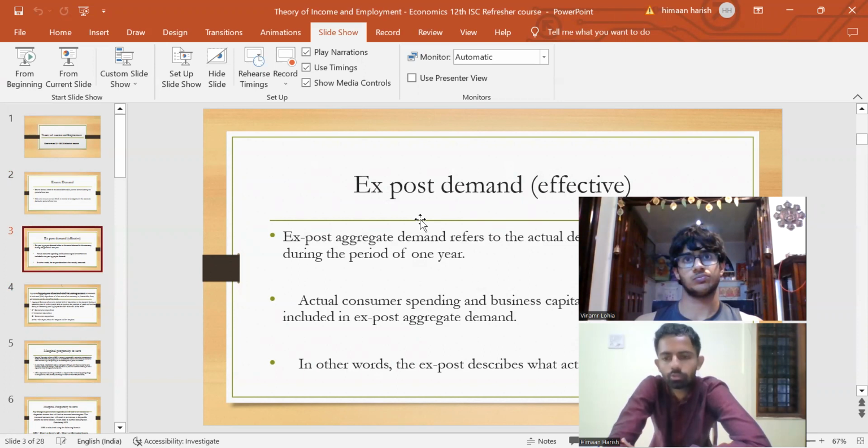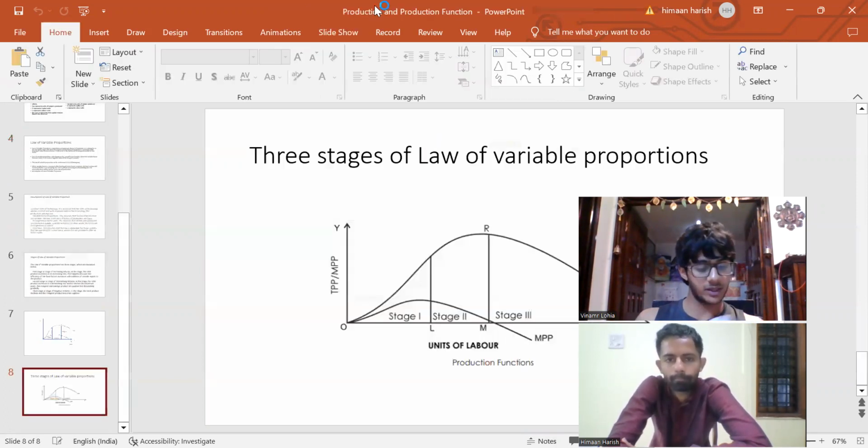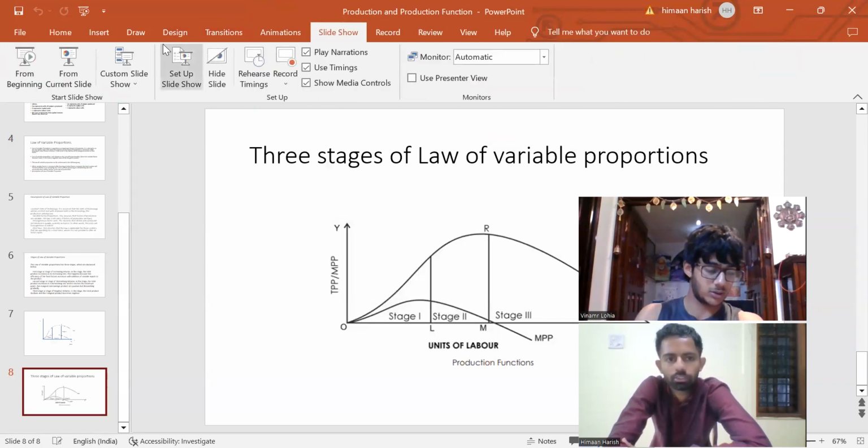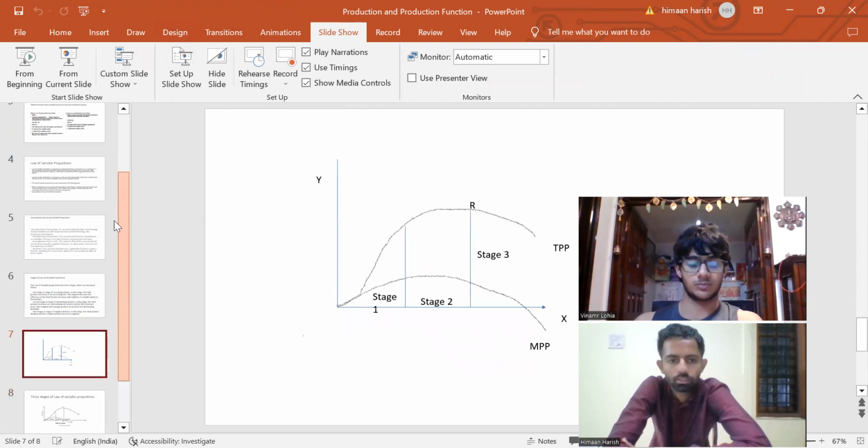And tomorrow we will also solve the graph for the law of variable proportions. The 3 stages: first is the increasing stage, second is the constant returns to scale, and third is the decreasing returns, right? Yeah. So that graph needs to be clear. What is it called? The law of variable proportions. Yeah, it was in production and production function, right?